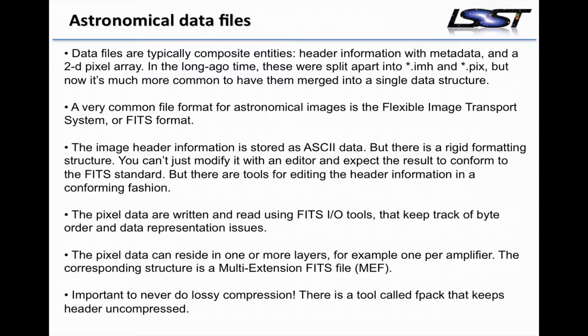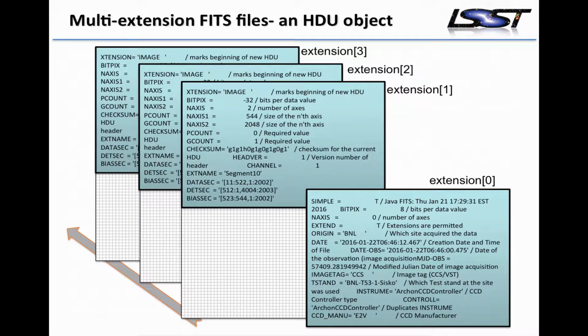It's essential with these astronomical images to never do lossy compression on the frames. There is a good tool called FPACK that does lossless compression of the image data, but keeps the header information uncompressed so that you can access it with various command line utilities. So this is just an example of what conceptually a multi-extension FITS data file looks like.